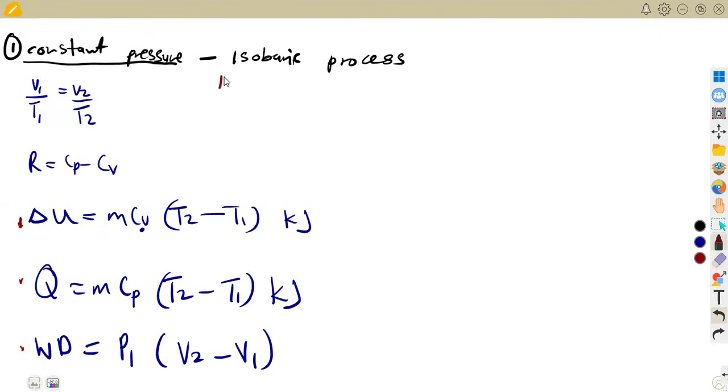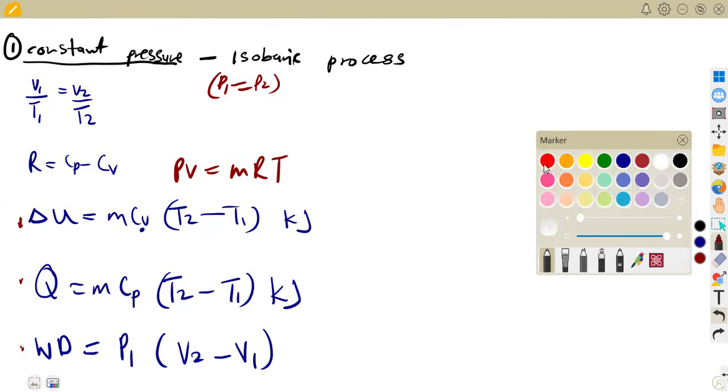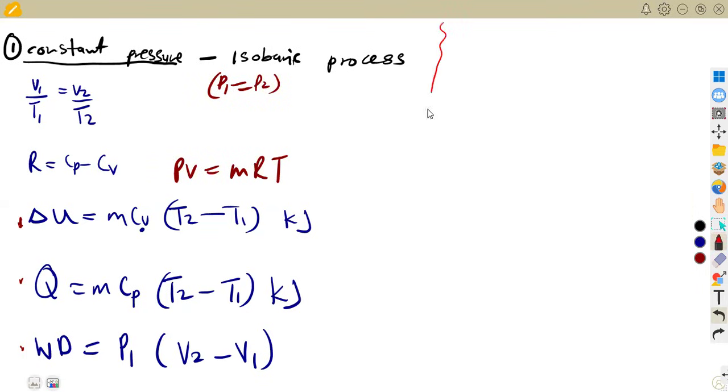Remember, I said this is a condition where P1 is equal to P2. And the PV is equal to MRT formula is supposed to be known because it can be used in any process, provided that you've got everything: the pressure, volume, maybe you need T, provided you have the mass and the gas constant. You can use that. All right, then we have got a condition where the volume can be the same.